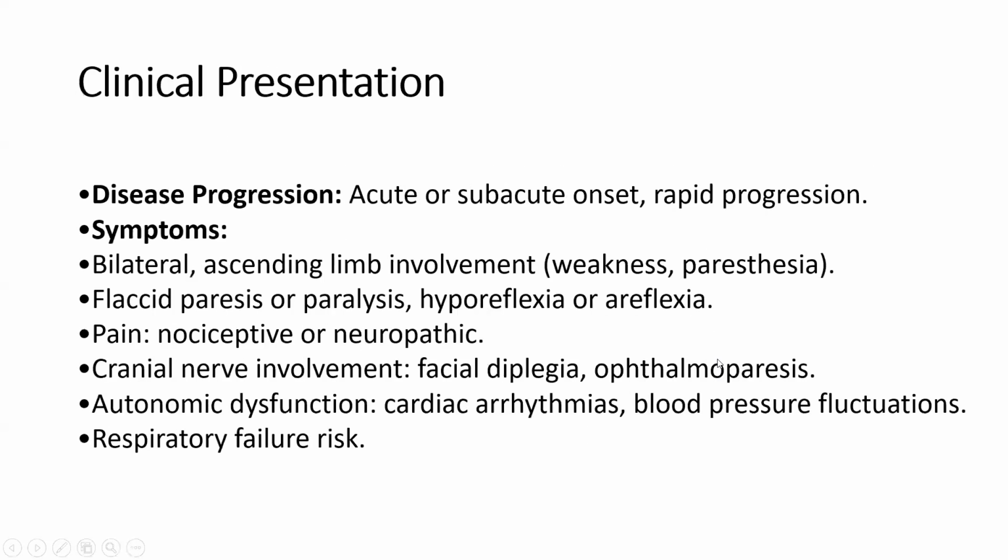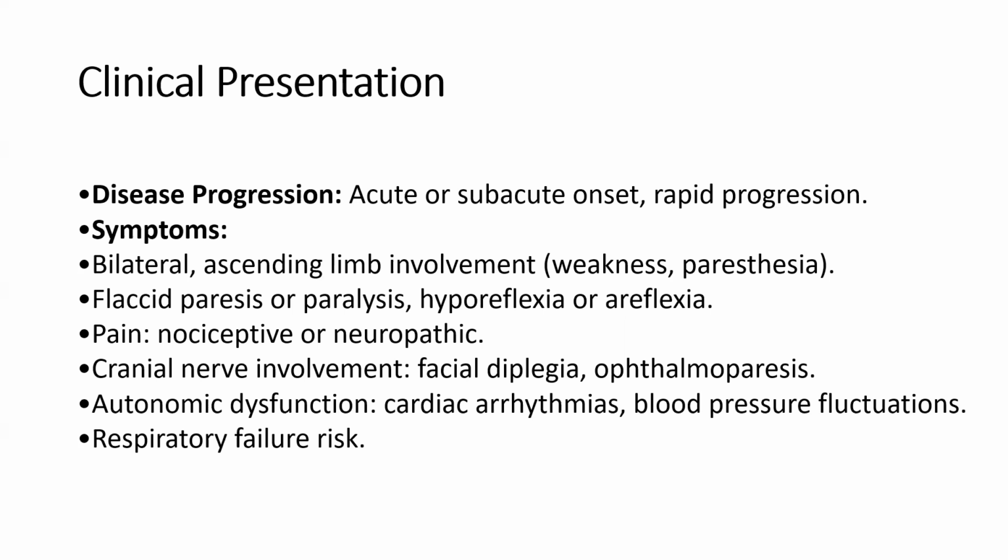Next, obviously this is IMED, so we're going to see how this presents. We have seen that it is acute, so the presentation is going to be acute or subacute in onset, with a rapid progression of the symptoms. Some of the symptoms the patient is going to report are bilateral ascending limb involvement. They usually start from the limbs upwards. Then we have flaccid paresis or paralysis, hyporeflexia or areflexia, pain, nociceptive or neuropathic. We can have cranial nerve involvement.